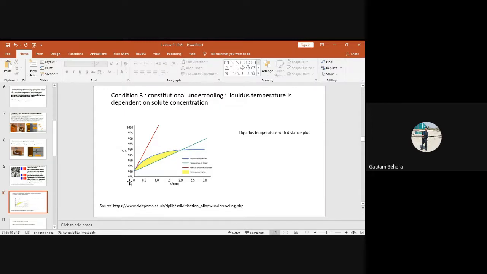So just have a look. What is happening to the liquidus temperature? The liquidus temperature is going down, right? It is slowly going down. It has a negative slope, right? Why? Due to solute partitioning, as I told, due to constitutional undercooling. Because rejection is happening, solute is getting rejected. So the liquidus temperature slowly has a negative slope, and finally the temperature is going down, right? And this region is showing you the undercooled region where solidification will happen.